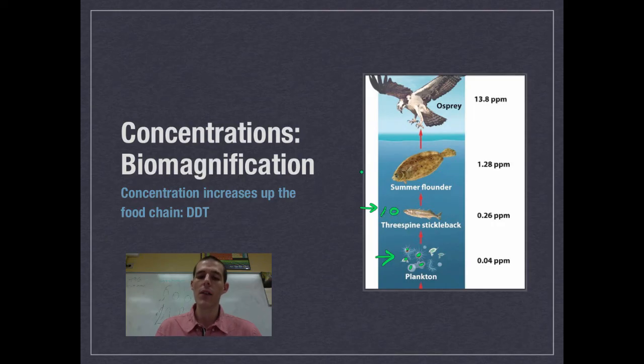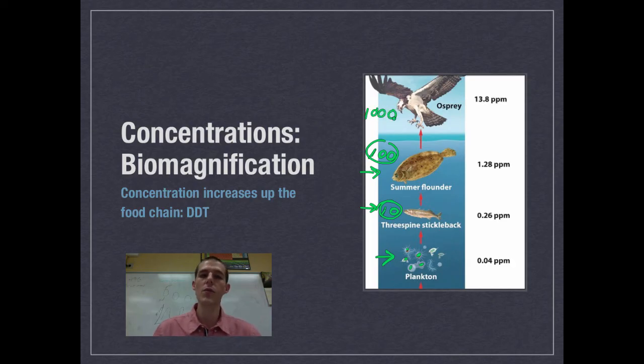Now we're going to go up here to our flounder. Let's say that our flounder needs to eat 10 stickleback in order to survive. So every one of those stickleback he eats, he gets 10 particles of DDT. So this means that in our flounder, we are now up to 100 particles of DDT. And then our osprey up here, our bird of prey, let's say that he needs to eat 10 flounder. So each time he eats a flounder, he gets 100 particles of DDT, which means that our osprey gets 1,000 particles of DDT.